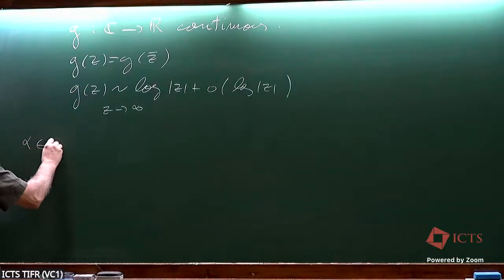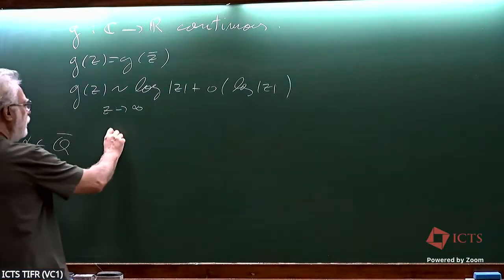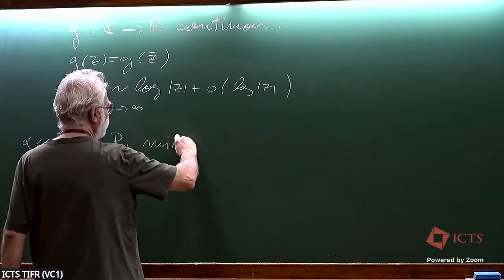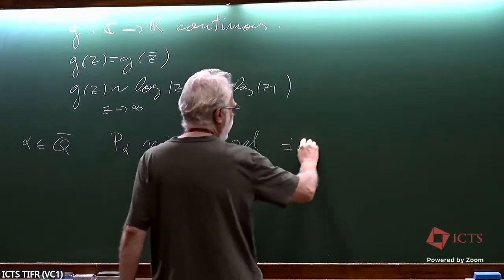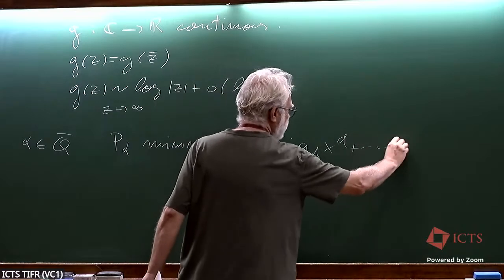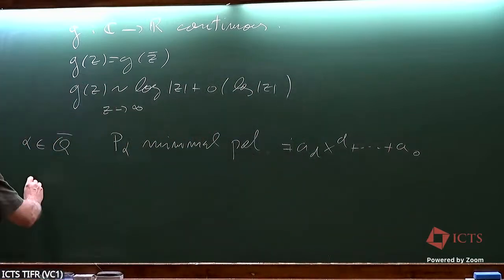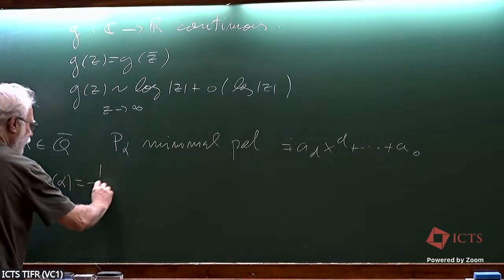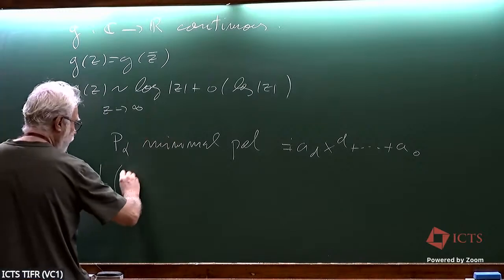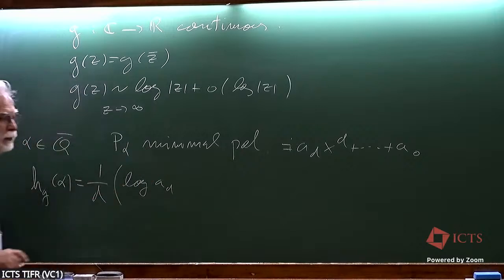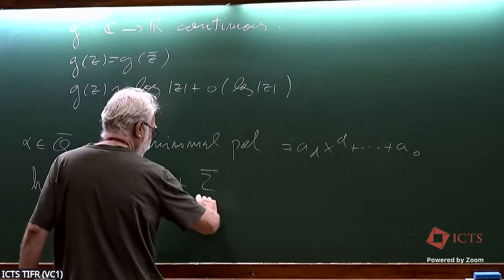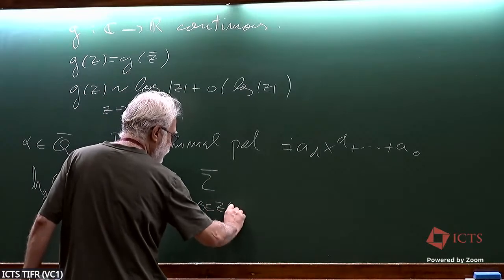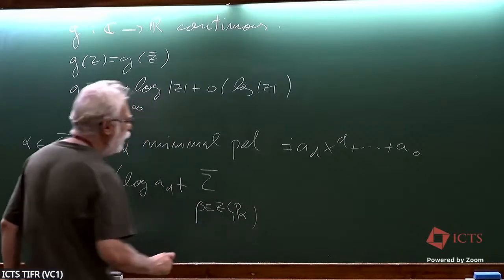For every alpha inside Q bar, we take the minimal polynomial. P alpha is the minimal polynomial, and P alpha will be something like A_d x to the d plus ... plus A_0. And then the height associated to the function g of the number alpha is 1 over d, the degree of the minimal polynomial, times the logarithm of the main term, that is always assumed to be positive to fix the minimal polynomial, plus the sum for all beta inside the complex zeros of the polynomial P alpha of the function g evaluated at beta.